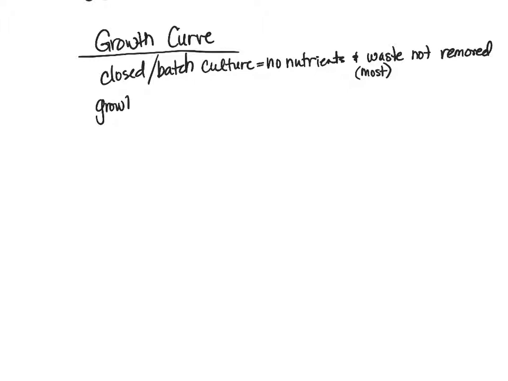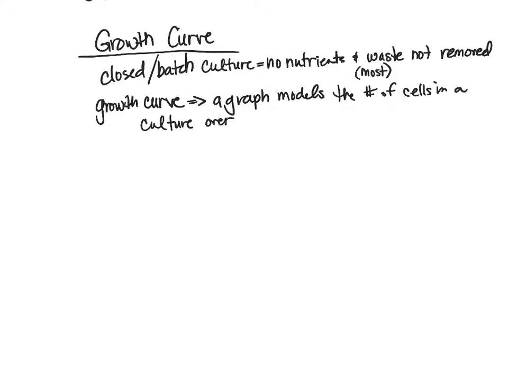So a growth curve takes place where we don't add any nutrients and we don't take any waste away. But when we actually talk about the curve itself, this is going to be a graph that models the number of cells in a culture over time. We can have specific growth curves for specific organisms, but we're going to be looking at the growth curve just in general and the different terms associated with it.